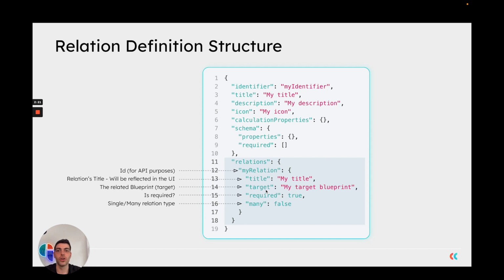So if we look at our service blueprint example from before, and we want to map it to our packages blueprint, then the target here will be the identifier of the package blueprint. We have the required field to denote if the relation is required or not. And we have the relation type, whether it's a many relation or a single type relation.